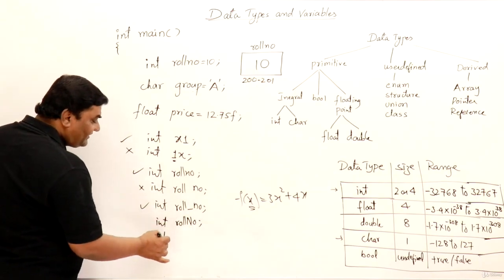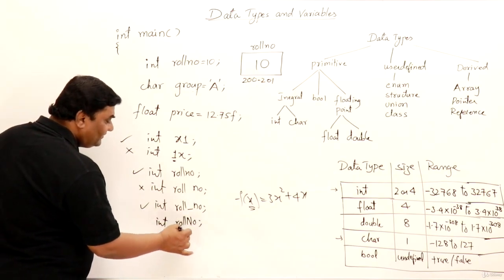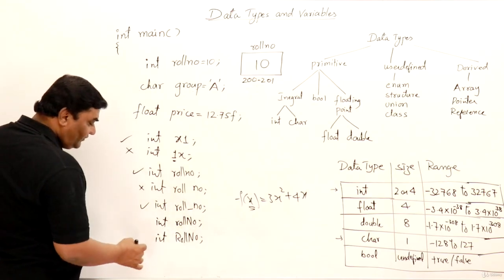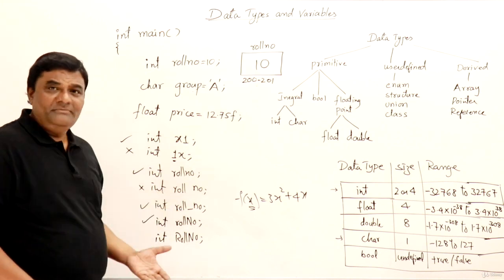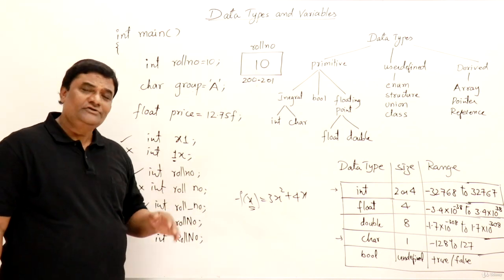Or else you can even write it like this, rollNumber. This notation you can follow. This is called camel notation, followed in Java. Now Java is also a common language. Some people already know Java, so you can use that one.